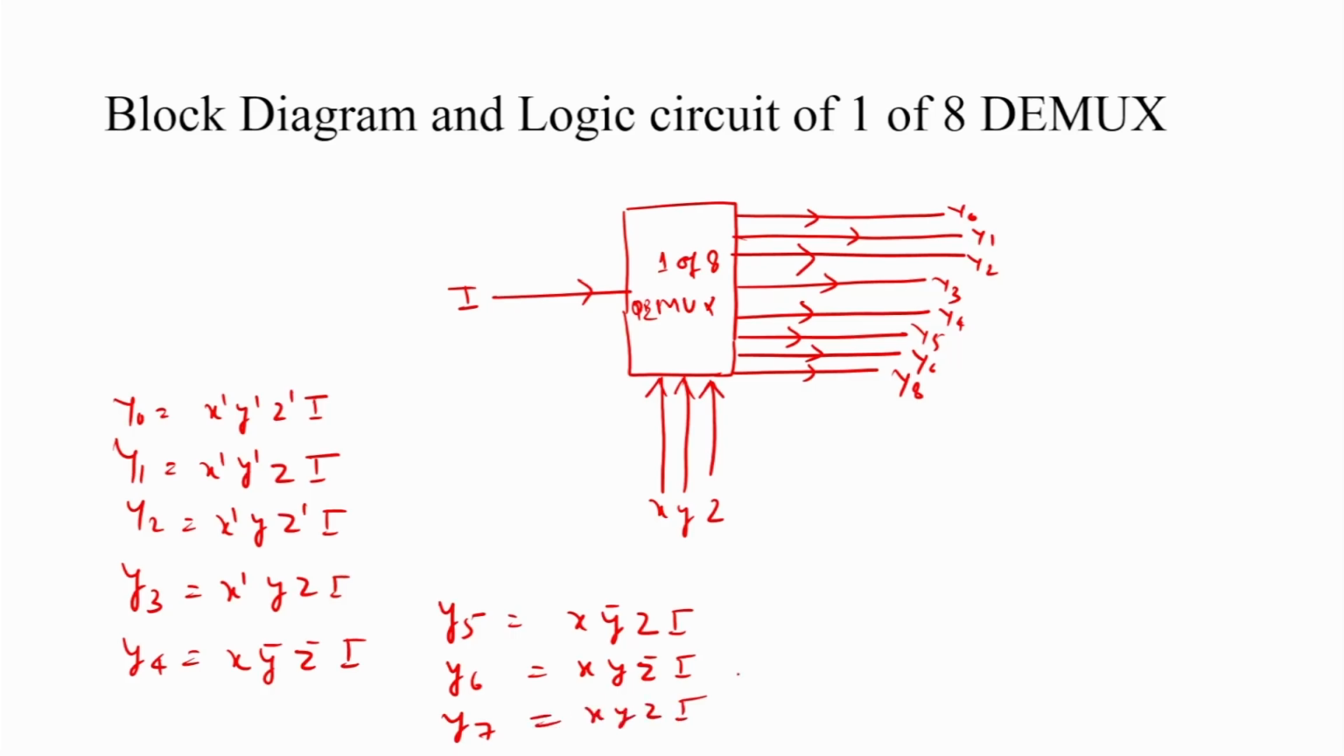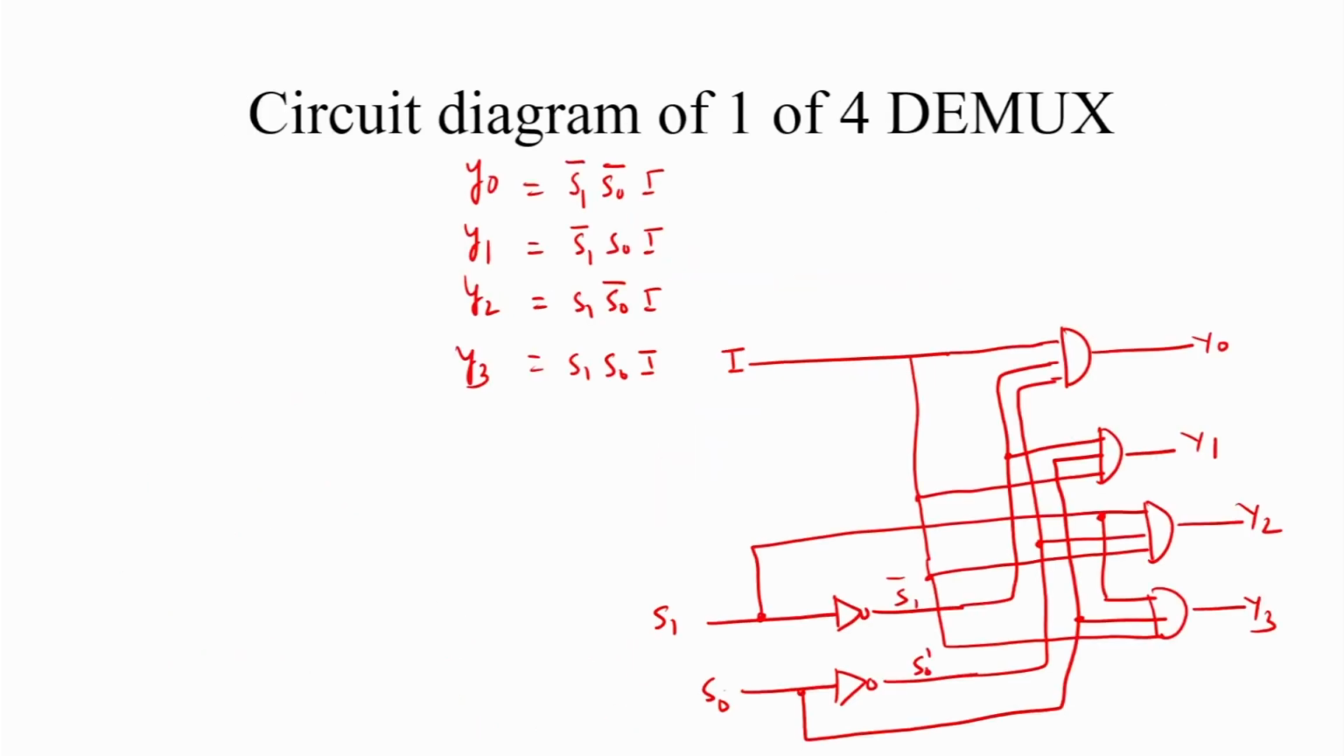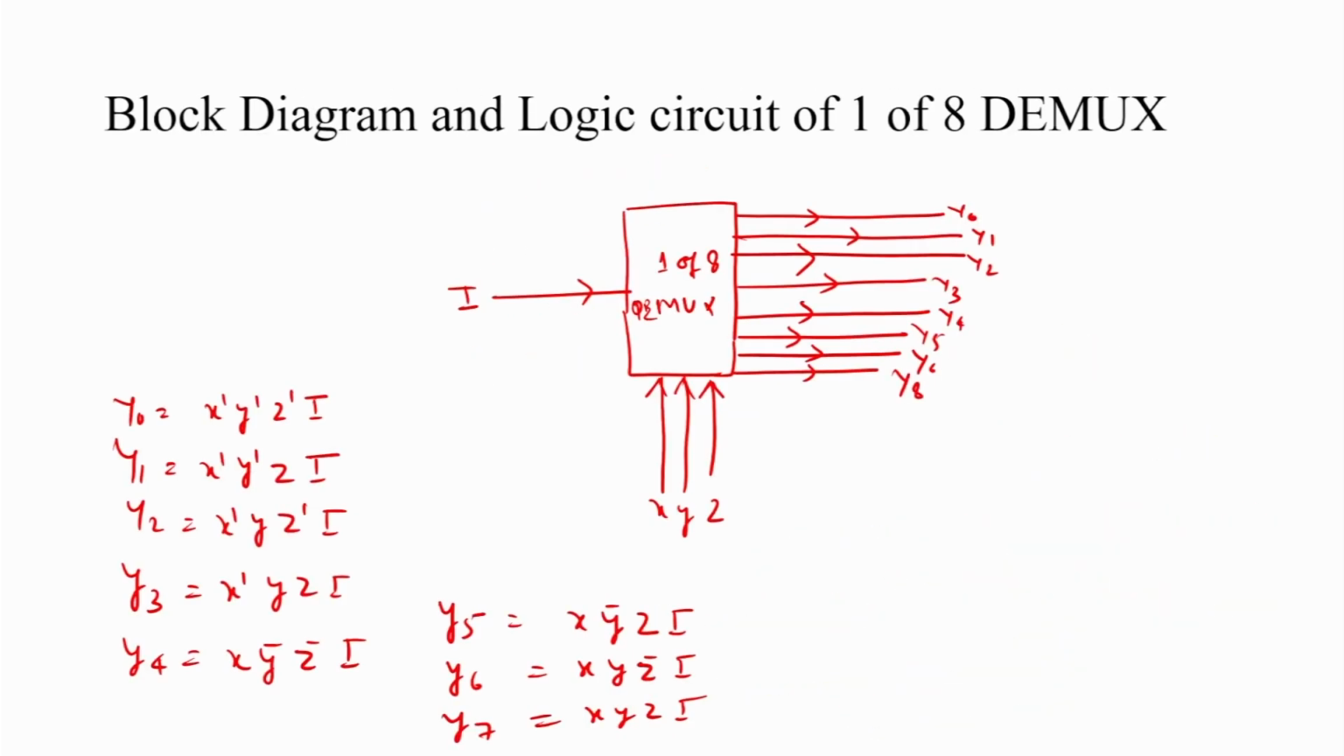In this way, we also implement it. There are 8 AND gates required, each a 4 input AND gate. Just as we design the circuit diagram of the 1 of 4 DMUX, we also design the circuit diagram of the 1 of 8 DMUX. This is the block diagram.